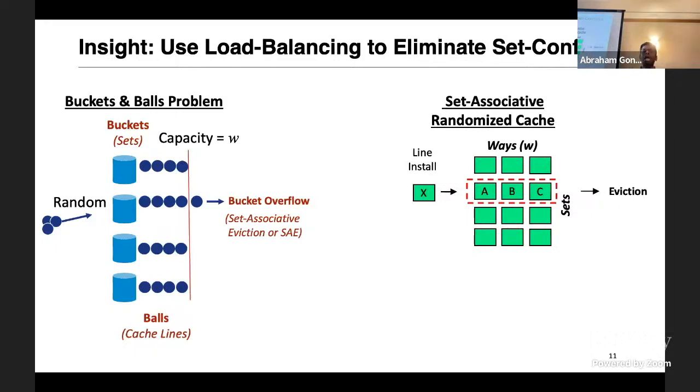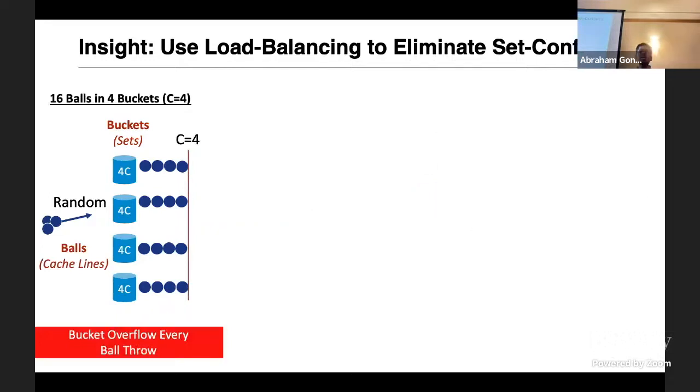Ideally, we would want to eliminate these bucket overflows altogether. So let's see how we do it. Take, for instance, a simple setting where you throw 16 balls randomly in 4 buckets of 4 capacity. Of course, you're going to have a bucket overflow or a set associative eviction on each ball throw.